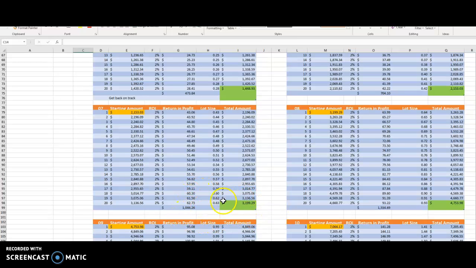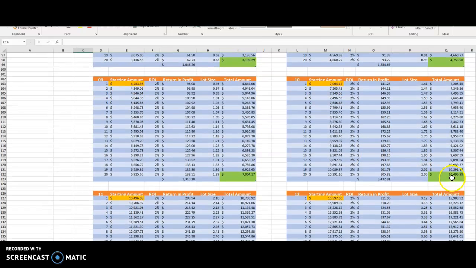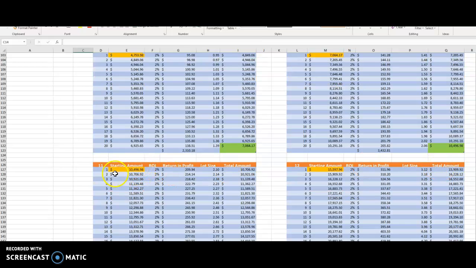Here's what you made. Here's what you have. Understand that as I come up to month 10, I have $10,496. I come over here to month 11, $10,496.97 basically, and now my daily return is $209.